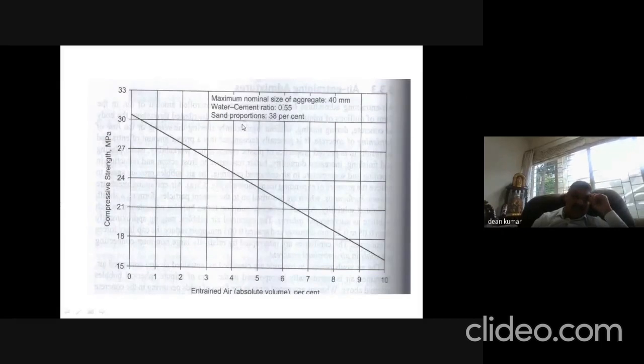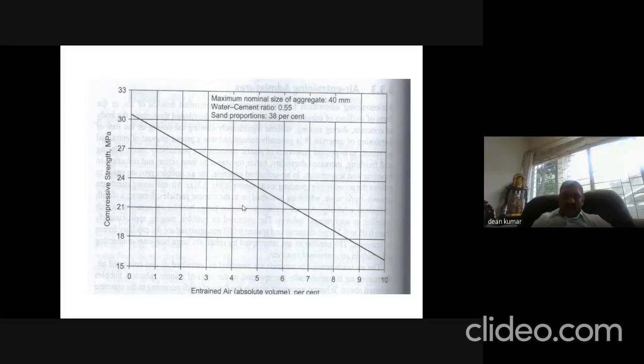Sand proportions, water cement ratio, same thing. If the amount of air you are entraining differs, see the difference in the compressive strength. If it is 0%, your compressive strength is 30 MPa. If the air entrained is 10%, your compressive strength is almost 16 or 17 Newton per mm square. Clear?